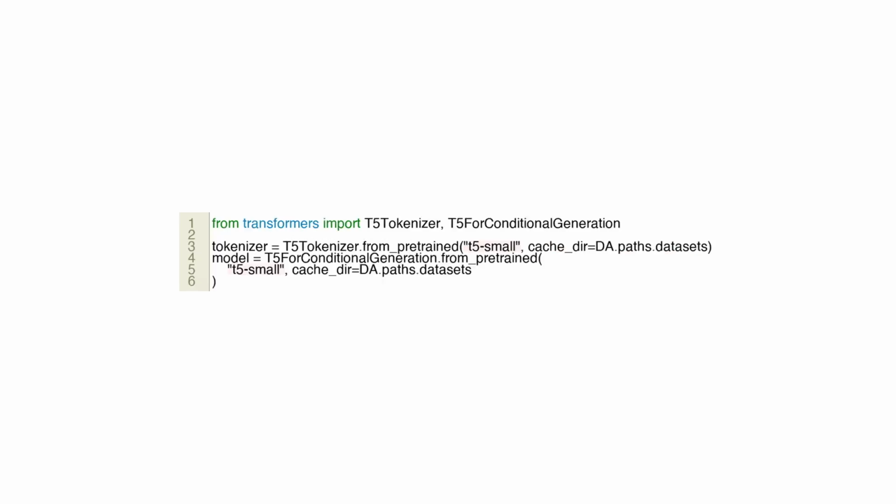This code imports the T5 tokenizer and T5 for conditional generation classes from the transformers library. It then creates an instance of the T5 tokenizer class using the T5 small model, which is the T5 transformer model trained on a small dataset. The cache_dir argument specifies the directory where the model is cached. Next, the code creates an instance of the T5 for conditional generation class using the same T5 small model. This class is used for language generation tasks, where the model is conditioned on a given input and generates an output based on that input. The cache_dir argument is again used to specify the directory where the model is cached. Overall, this code snippet is used to initialize and load the T5 transformer model for use in natural language processing tasks.